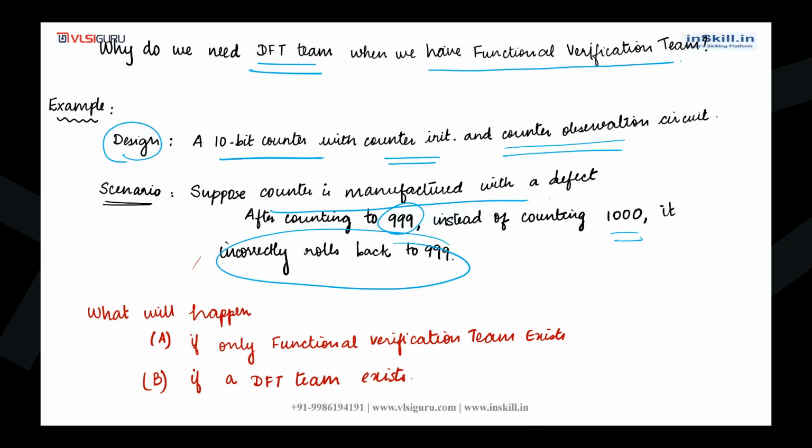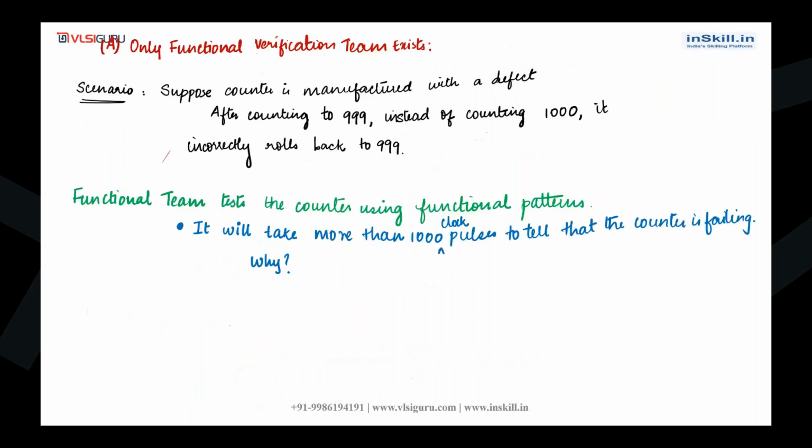We'll try to explore what will happen if only a functional verification team exists and what will happen if a DFT team exists. So if only a functional verification team exists, what will happen? We'll first try to understand.